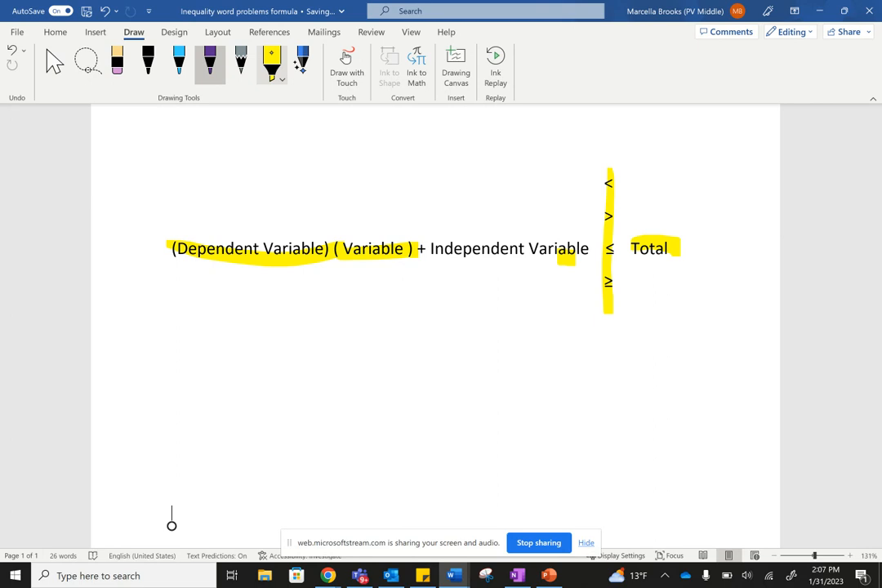So this is going to look more like it's going to be numbers here. So it'll be like 14, that's our dependent variable. X is our variable, plus 5 is greater than or equal to 50. That's what it's going to look like. Okay, so don't write that down. I'm just giving you an idea of what it's going to look like.